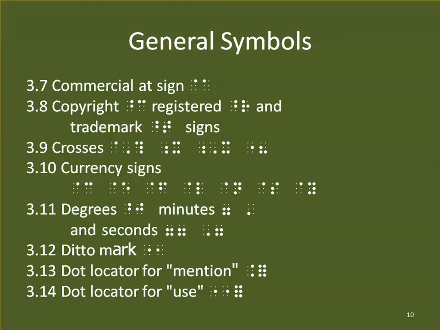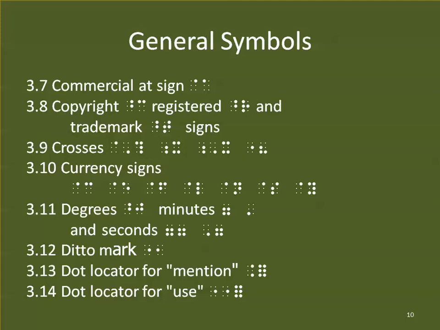Minutes, depending on the print, whether the little mark is going straight up and down or is slanted, we have two different symbols for that. The first one there, dots 2, 3, 5, 6, shows minutes as if the print character is slanted, and or just the apostrophe if it is not. And same for seconds. We have a symbol for if they're slanted and if they're not. We'll be talking about that later. Ditto mark is dots 5 and then 2. That has stayed the same.